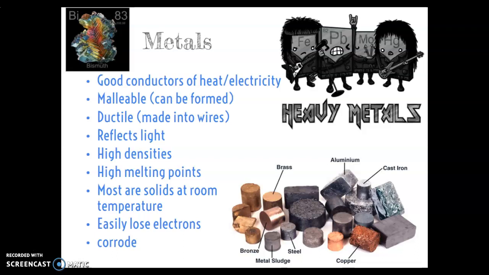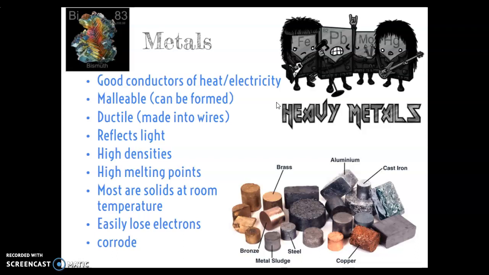Ductile, meaning that they can be drawn out into wires. And you notice that copper is one of these, right? And we use copper for wires a lot. They reflect light, meaning that they're shiny. They have high densities, meaning that they tend to sink in water, right? They have high melting points, meaning that they're solids at room temperature. And they easily lose electrons.